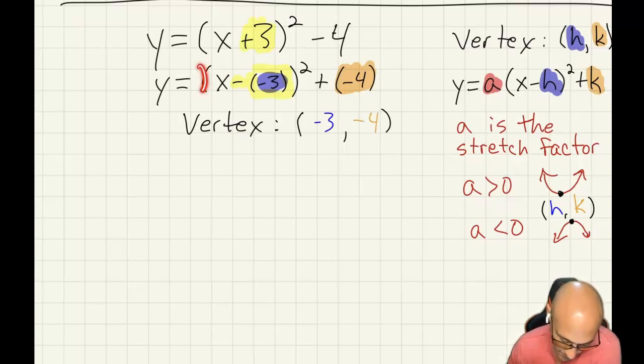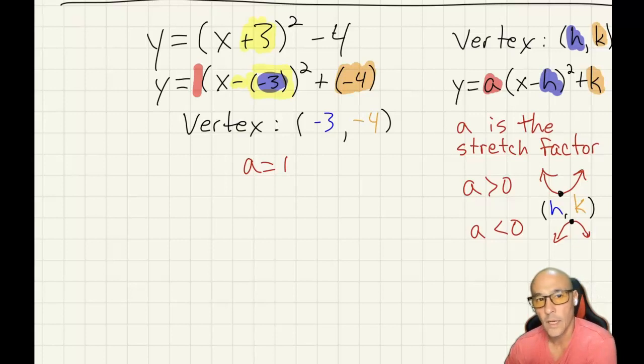Now, you may look up front here and say, hey, we need an a value there. Well, we do have an a value. I don't want it in orange, sorry. Our a value is a 1. So when there's nothing written there, there's kind of like an unwritten 1. Okay?